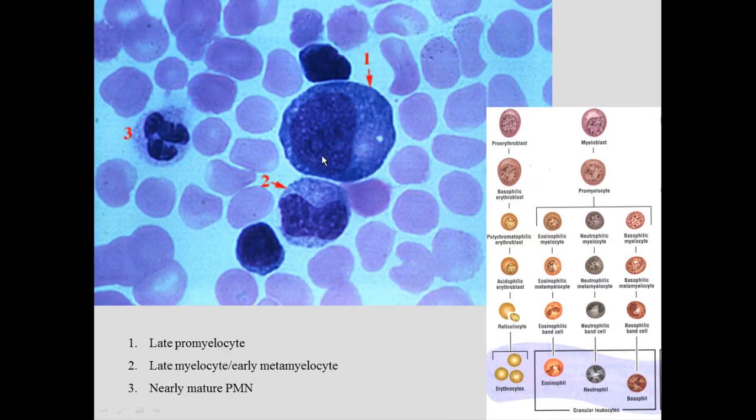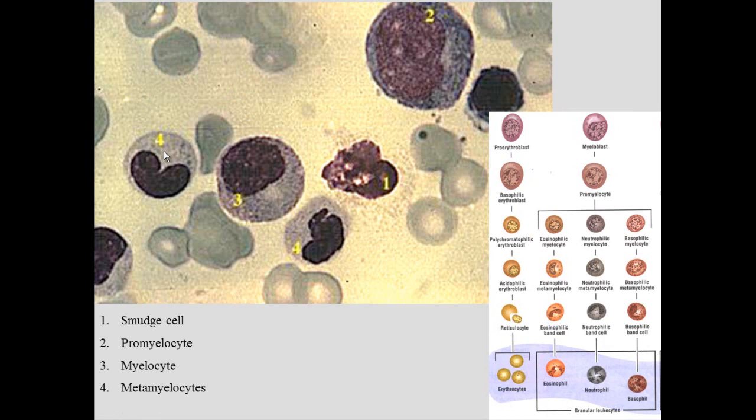Late myelocyte, as you can see there, has a blue cytoplasm, but you see some granularity coming in through there. And the late metamyelocyte, myelocyte, late myelocyte, pro-myelocyte and late myelocyte, and then you see a mature neutrophil.